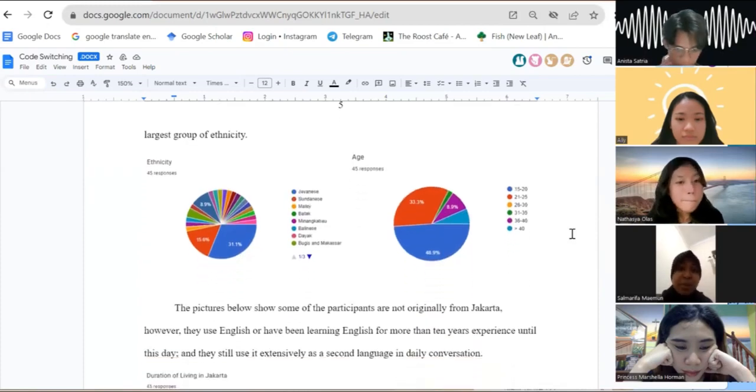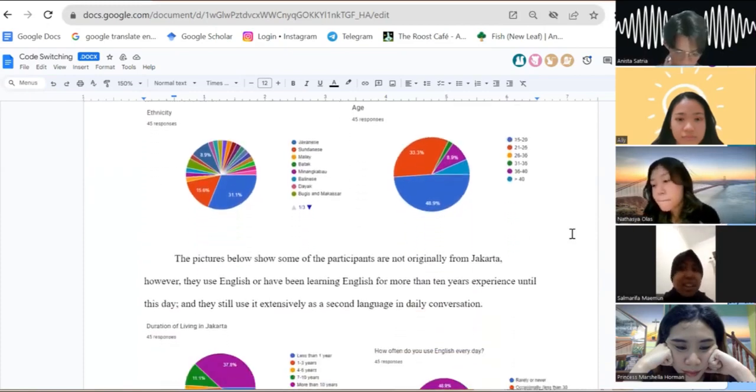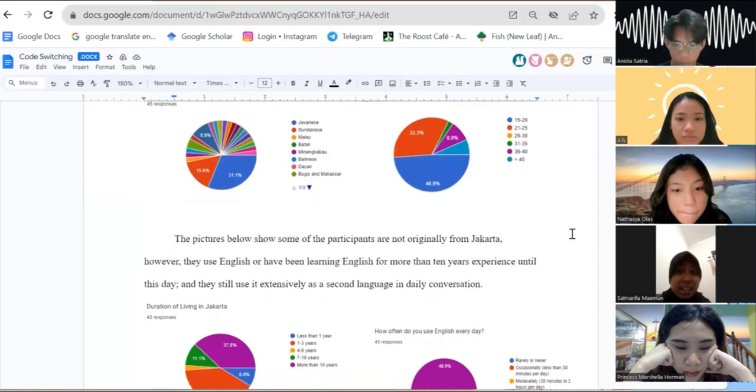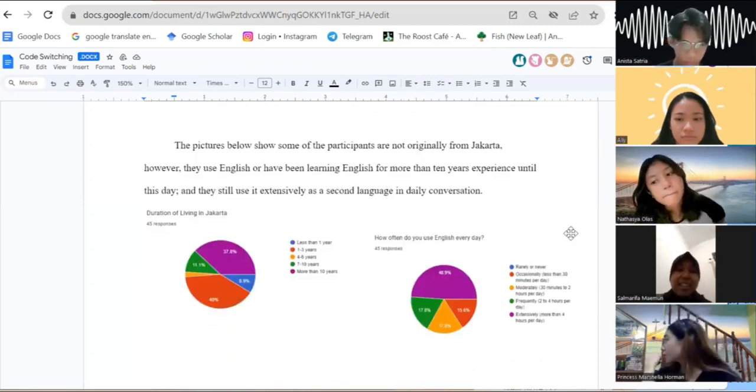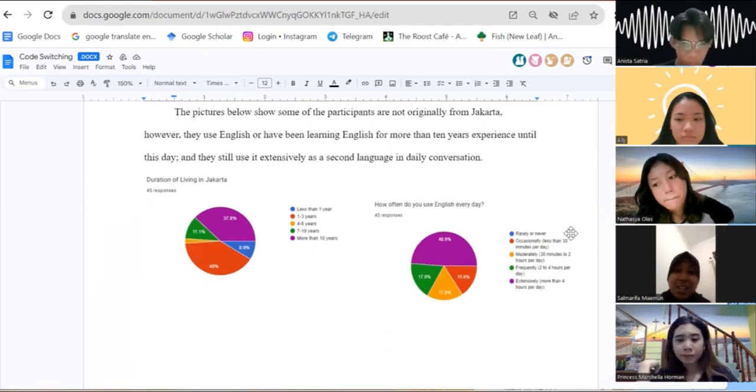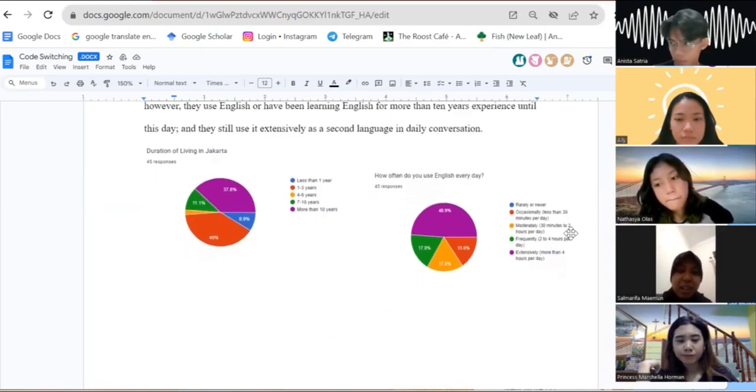Next, the picture below shows that some of the participants are not originally from Jakarta. However, they use English or have been learning English for more than 10 years until this day, and they still use it extensively as a second language in daily conversation.